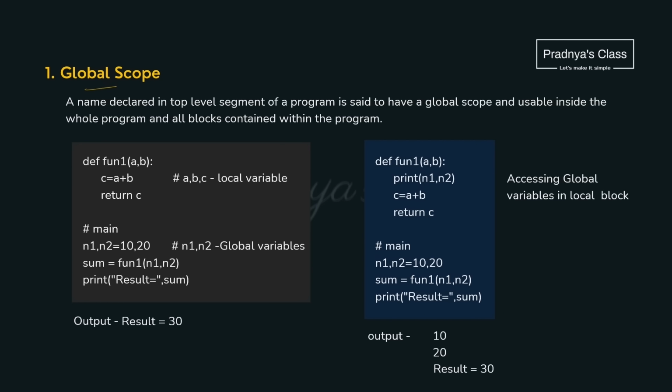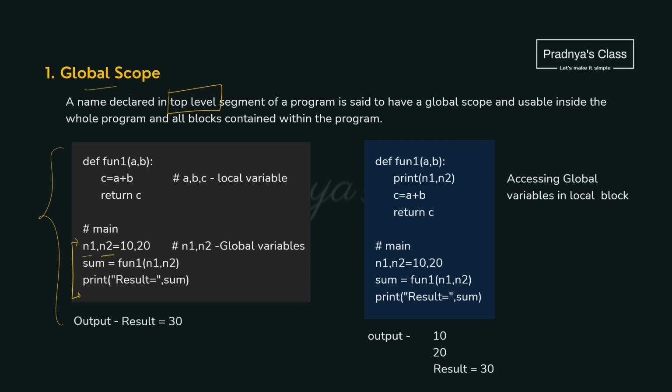Alright, let's discuss global scope. It is a top level segment of the program. It means that if a variable is declared in the main program, it is accessible throughout the program. Even inside a particular block of code, it is accessible. Let's take this example. This is the main program. In the program we have declared two variables n1 and n2.